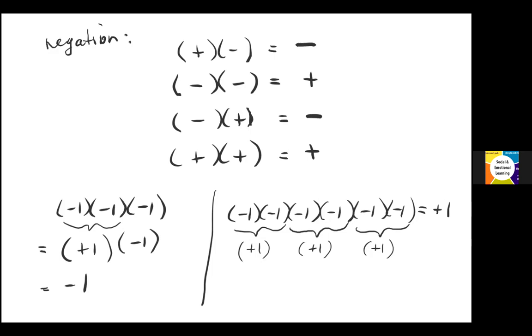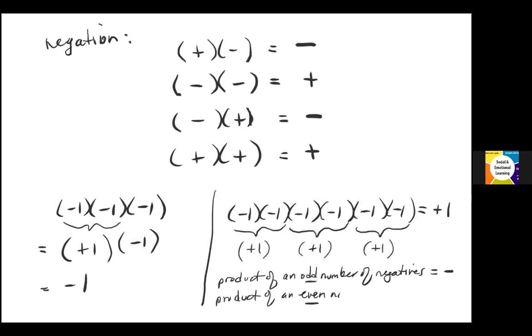So the product of an odd number of negatives equals negative, and the product of an even number of negatives is going to be positive. So we'll work more on that when we get to exponents.